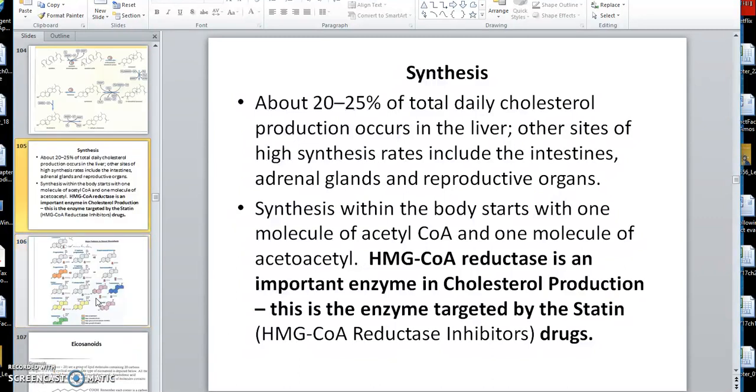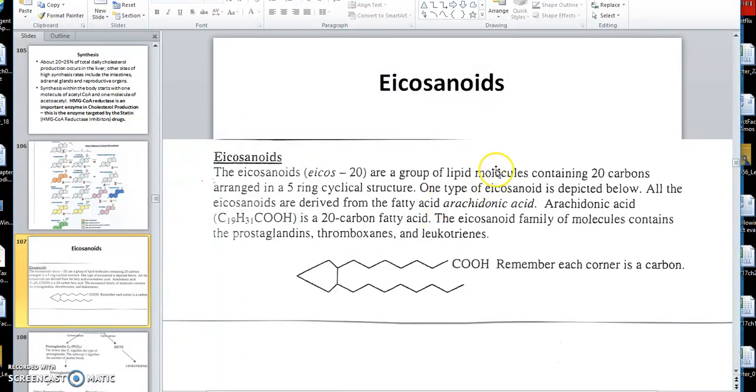So again, those are what we call the steroids. I go now to the eicosanoids. Eicos means 20. Everything under the eicos family has 20 carbons. Remember, these corners are carbons. The eicosanoids are derived from arachidonic acid. Just like the steroids in our body were derived from cholesterol, the eicosanoids are derived from arachidonic acid, which we said is yes and no as being one of the essential fatty acids.